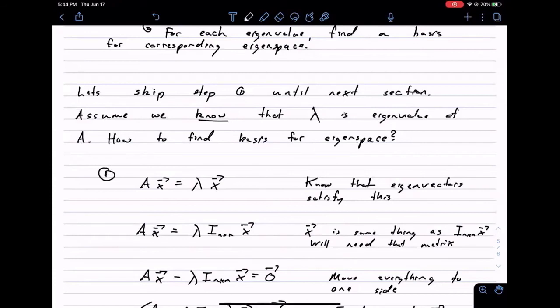So we know that lambda is an eigenvalue for x. In other words, there has to be some vector x such that A times x is equal to lambda times x.